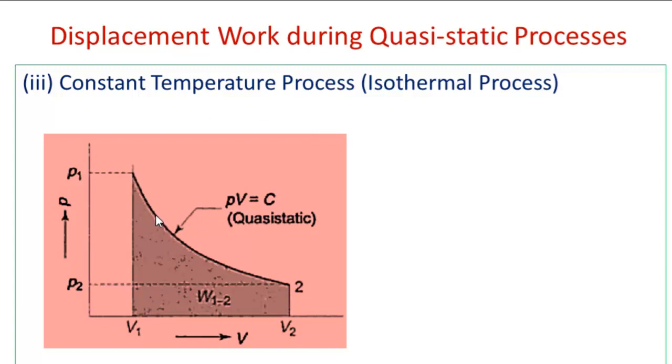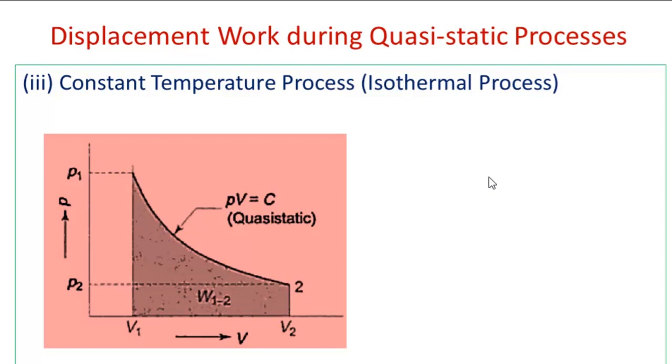The expansion in the case of an isothermal process will be like this. This is the initial state and this is the final state. When it expands, we are going to have fall in pressure and increase in volume. At state 1, volume is V1. At state 2, volume is V2. So there is an increase in volume. Where the pressure at state 1 is P1 and the pressure at state 2 is P2. And P2 is less than P1.